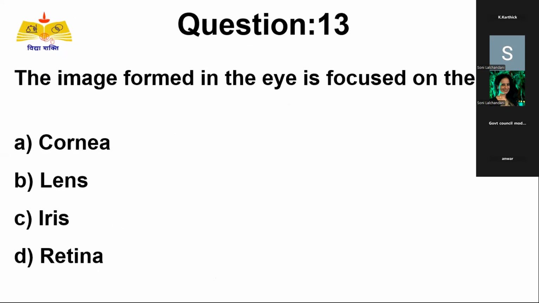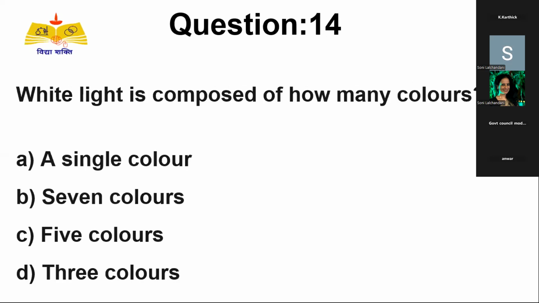Question 13. The image formed in the eye is focused on the dash. A. Cornea, B. Lens, C. Iris, D. Retina. I'm just quickly running through the questions because we have already done all these questions, right? Question 14. White light is composed of how many colors? A. Single color, B. 7 colors, C. 5 colors, and D. 3 colors.